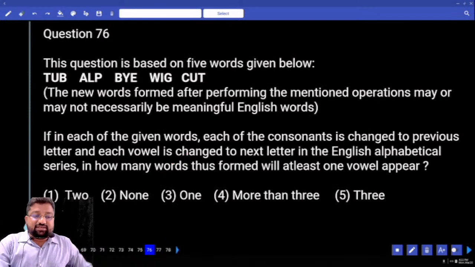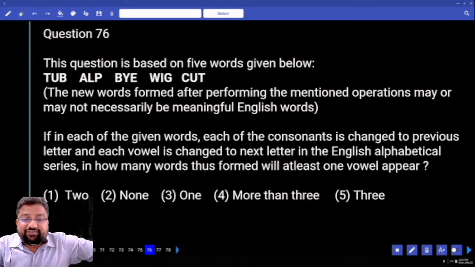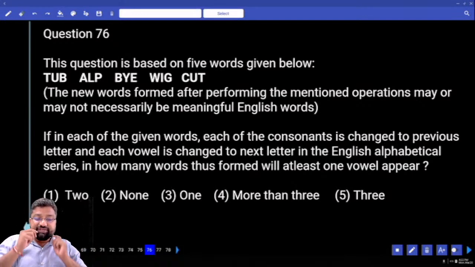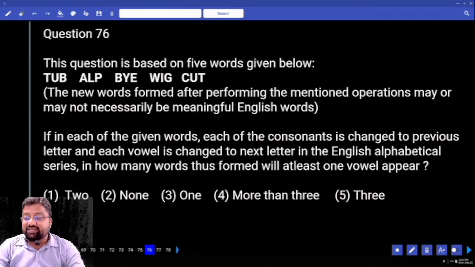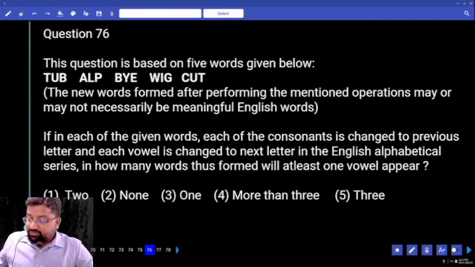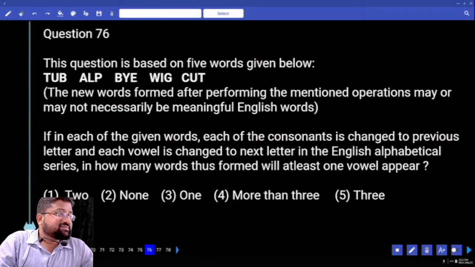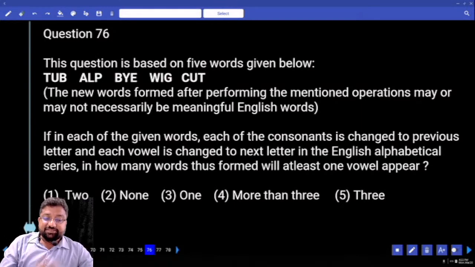76. Now these are questions which are based on 5 words, and each word has how many alphabets? 3 alphabets or 3 letters. What is the first question? If each one of the given words, each of the consonant is changed to the previous letter and each vowel is changed to the next letter, in the English alphabetical series, how many words thus formed will have at least one vowel appear? What is he telling to us? Please interchange what?